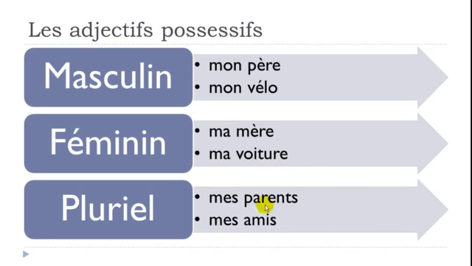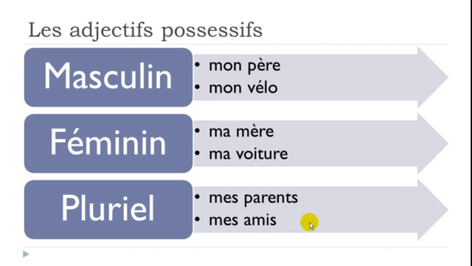Okay, and let's see now for the plural. So parents, mes parents, okay, because it's the plural form here. Mes parents, okay, and then amis, friends, it's the plural form, so it's mes amis. And let's be purist and make this beautiful liaison between these two words. Mes amis.